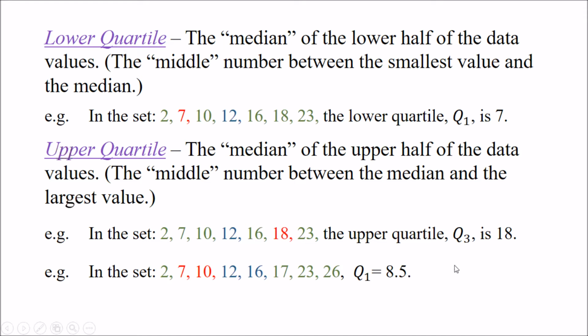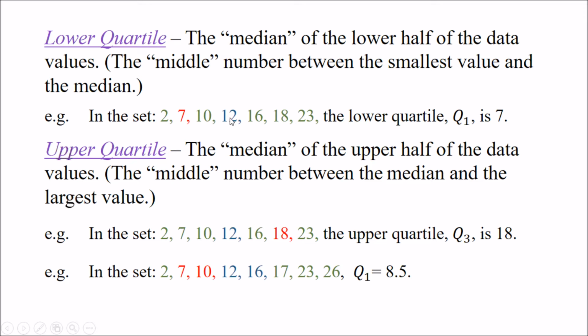Something else that I should point out while I'm here. The interquartile range is the difference between q sub 3 and q sub 1. 18 minus 7 is 11. That's my interquartile range. Don't expect the difference between the median and q sub 1 to be the same difference as between q sub 3 and the median.